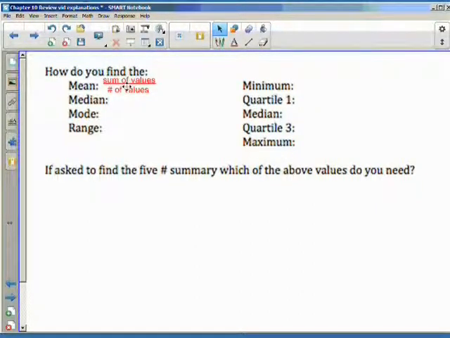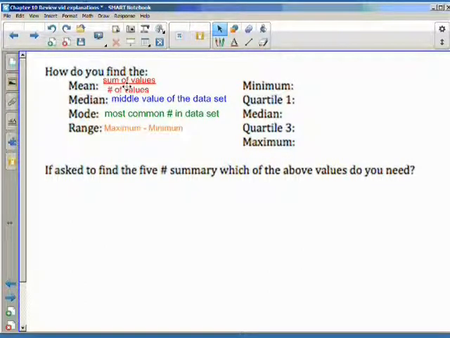The mean is going to be the sum of all the values divided by how many values there are. The median is the middle value of the data set. And we find that by arranging the data set in order and then just crossing out the outsides till we get to the middle. The mode is the most common number in the data set. Then the range isn't a measure of center, but it's an important thing to find. You'd find the maximum and subtract the minimum, and that's the range of values.